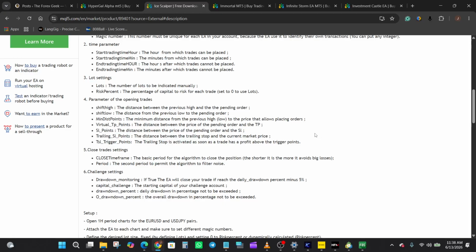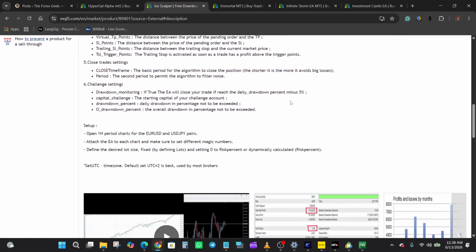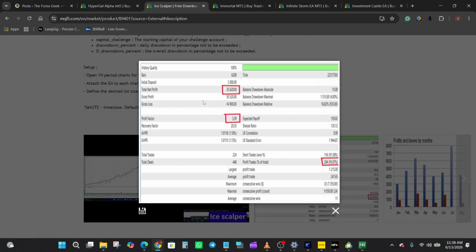Now, let us just quickly move into the historical backtesting section. The developer states that the backtests shown on the marketplace page were performed using the recommended settings. However, they also encourage users to download the free version and conduct their own testing, which is always a good practice. So looking at what is provided here, we can see that the EA seems to have performed significantly well.